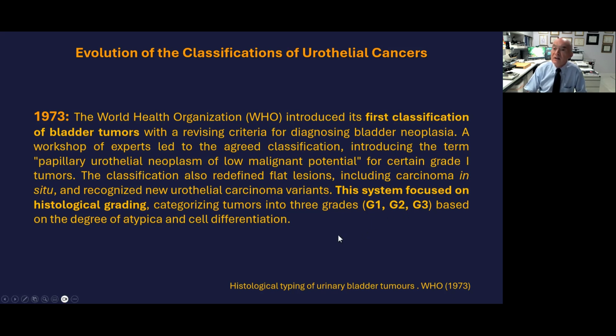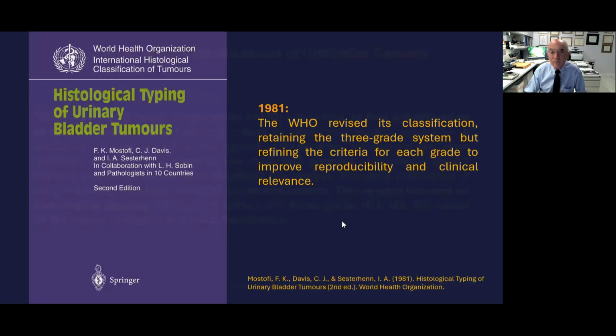The 4 grades from the AFIP were reduced to only 3 grades, based on the atypia and the cell differentiation. It was not until 1981 that the WHO reviewed this classification. They retained the 3 grading system, but refined it a little more for reproducibility and the inter-observer variability that was present at that time, with correlation to clinical relevance.